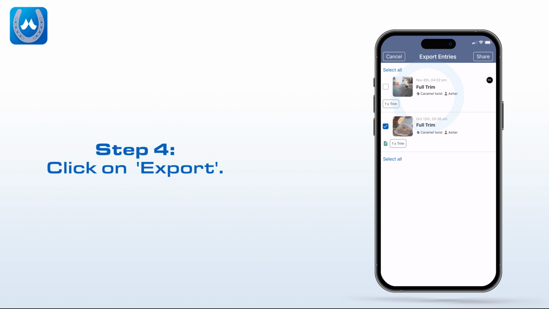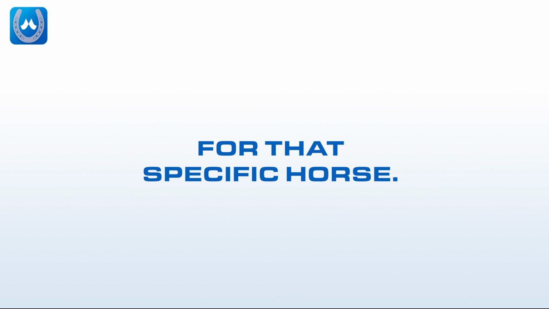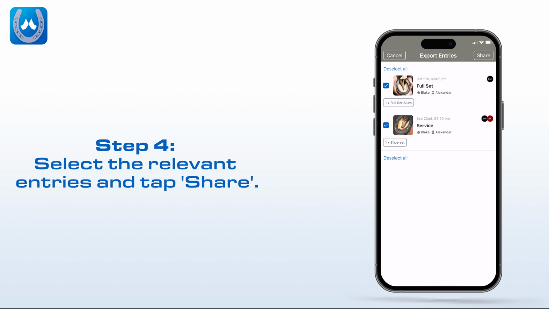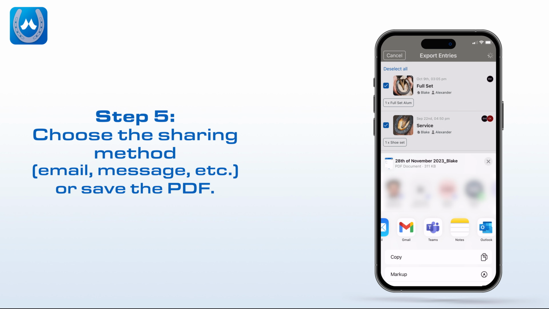Sometimes, you may need to create a report of multiple entries from a horse to show the history of work for that specific horse. To do so, follow these steps. Step 1. Go to Horses. Step 2. Select the horse you wish to share entries from. Step 3. Click on Share icon. Step 4. Select the relevant entries and tap Share. Choose the sharing method, email, message, etc., or save the PDF.